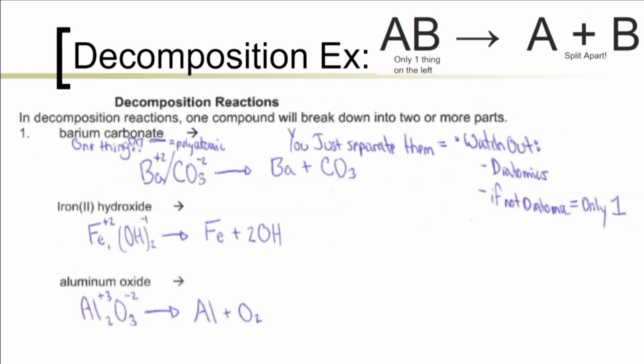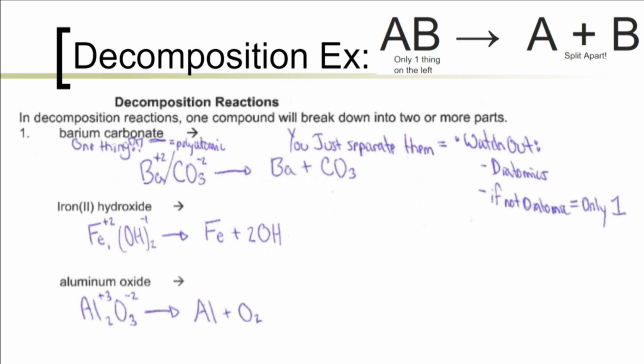What are some examples on the next slide? Here I have barium carbonate. And so barium carbonate is barium with the +2 and carbonate with the CO3 -2. And what I'm going to do is just literally split it in half. Ba plus CO3. You'll notice that when I separated them, I know that there's only going to be one because have no fear of ice cold beer. It's not one of those. And I kept the CO3 together because it's polyatomic.